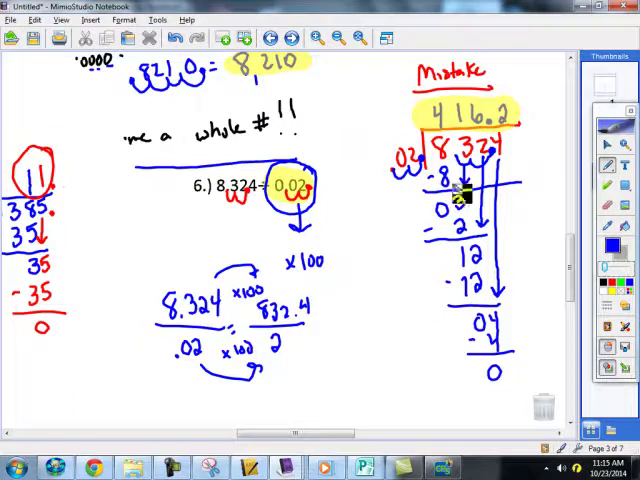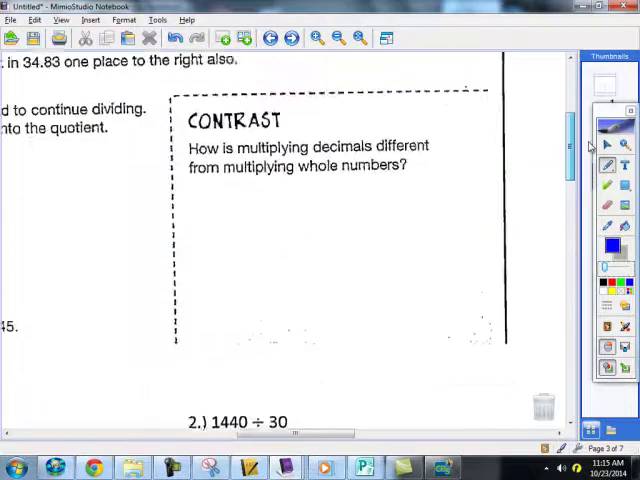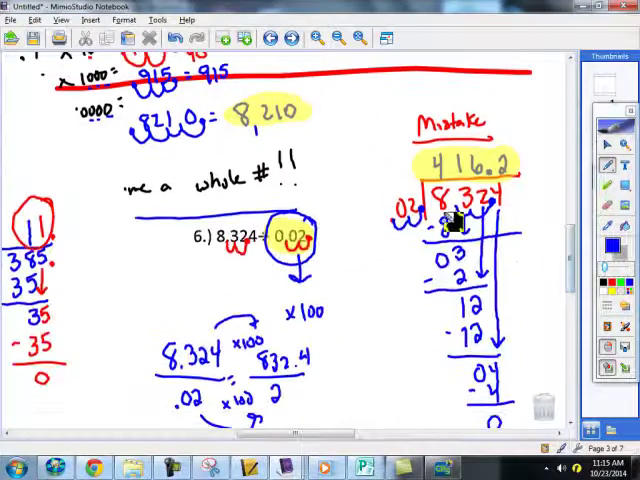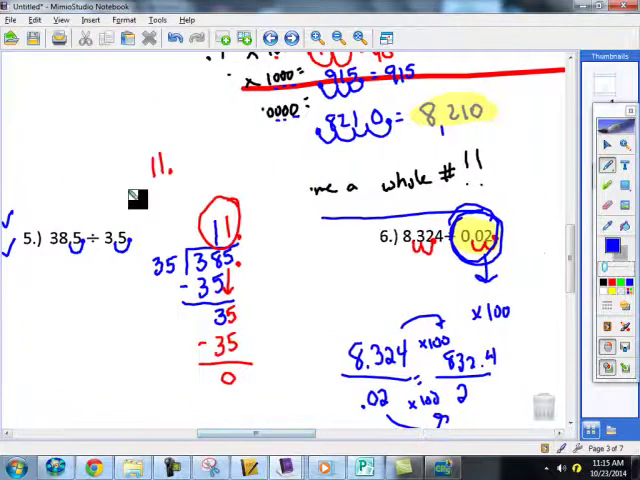It's just that it's the same process as we did today in class, and you guys seem to do well with it. The only difference is we've got to do this wherever I wrote it here. The divisor here and here has to become a whole number.